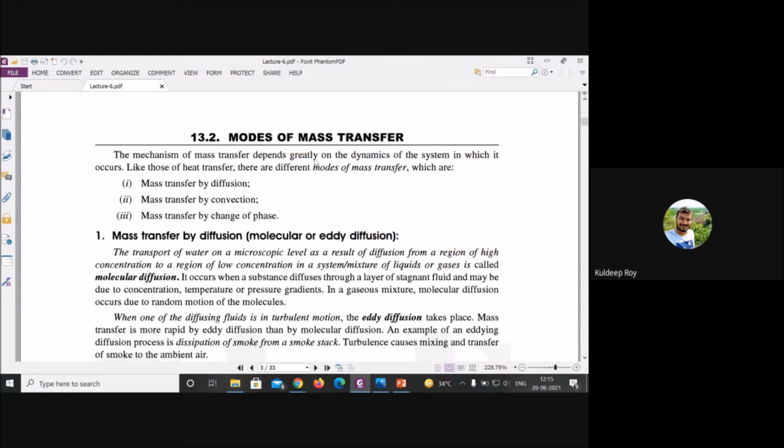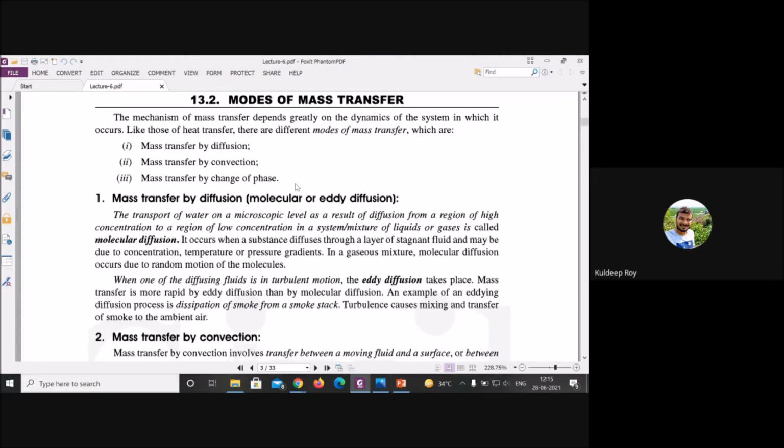Now there are three basic modes of mass transfer: mass transfer by diffusion, mass transfer by convection, and mass transfer by phase change. We will discuss them one by one, and see how we can relate heat transfer to mass transfer, because both have a little similarity. There are analogies between the two: in heat transfer there is a temperature difference from higher to lower, and for diffusion there is a concentration difference from higher to lower.